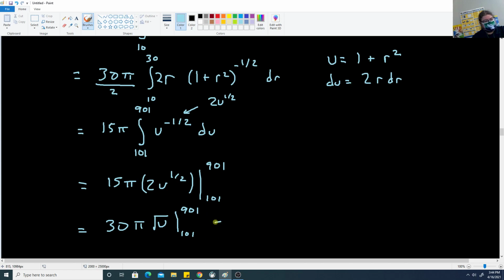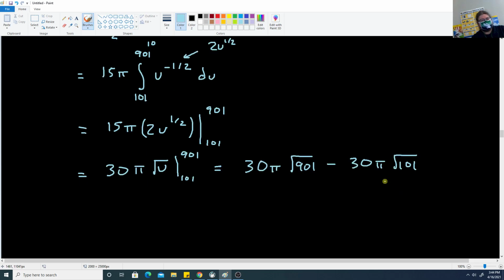So when we calculate that, we get 30 pi square root of 901 minus 30 pi square root of 101, which we could simplify a little bit further as 30 pi times (square root of 901 minus square root of 101). And we'll see, what is that about equal to? We'll round to the nearest person, because this is going to be a population, so we don't want halves of people.